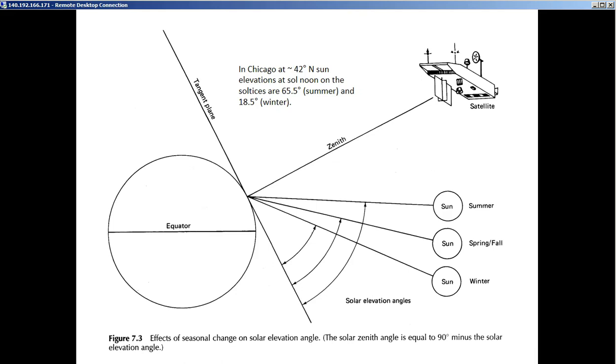The sun is, in summertime, up in the 60 degree above the horizon range, whereas in the wintertime it's down around 20 degrees or so. And I don't mean temperature, I mean the angle of the sun above the horizon here in Chicago. So it's very, very great, the sun elevation. So this is a problem that we have to solve.